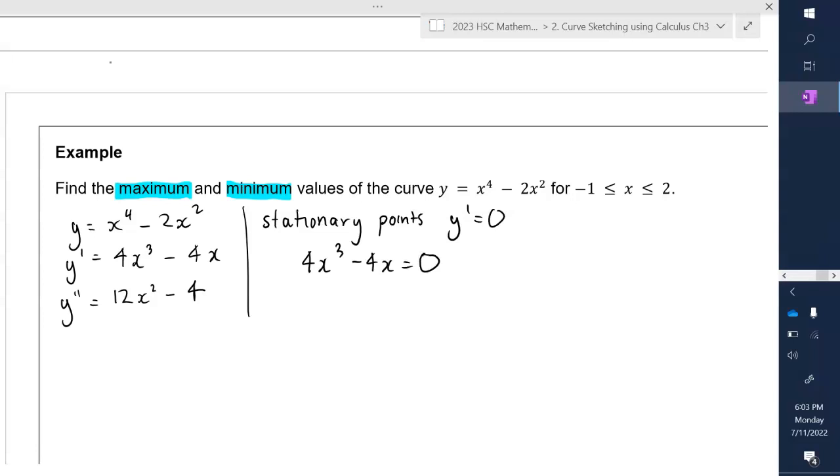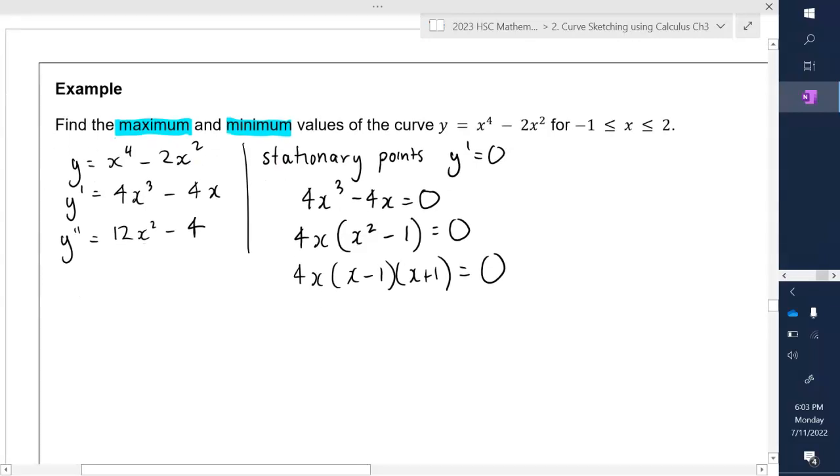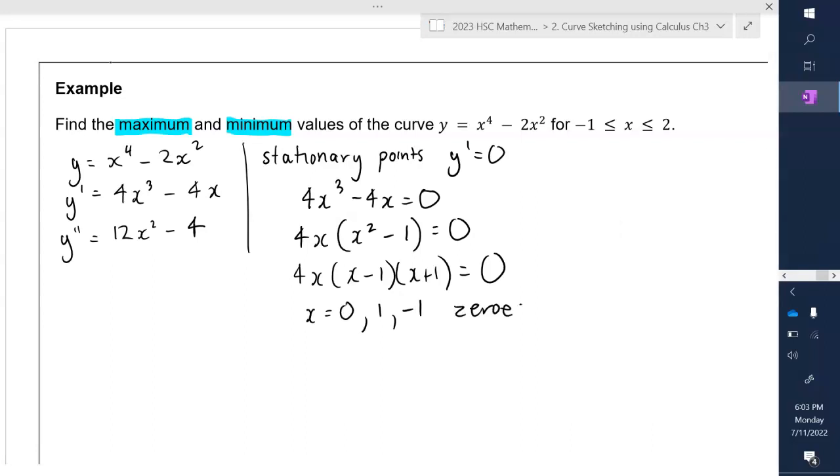We need to factorize that. We can pull out a 4x. So we're going to have left x squared minus 1 is equal to 0. Just double check. We've got 4x cubed minus 4x. Yep, that looks good. In our brackets, we have a difference of two squares. So we're going to have 4x, x minus 1, x plus 1. We have a cubic, so we should have three roots generally. So we've got x is 0, x is 1, and x is minus 1 as our zeros. They're our stationary points.